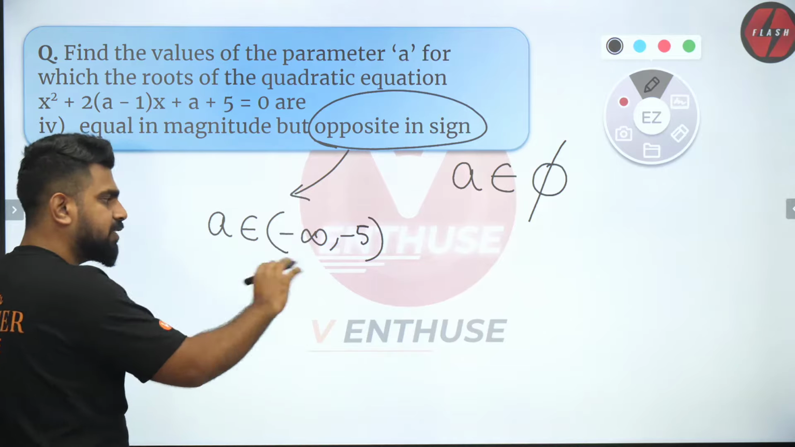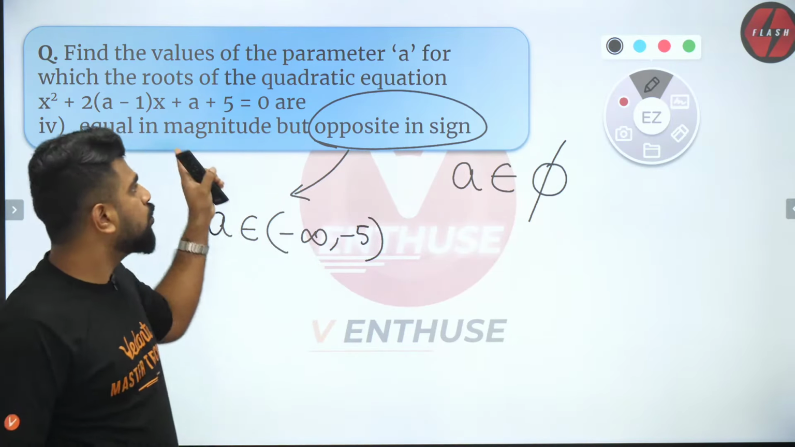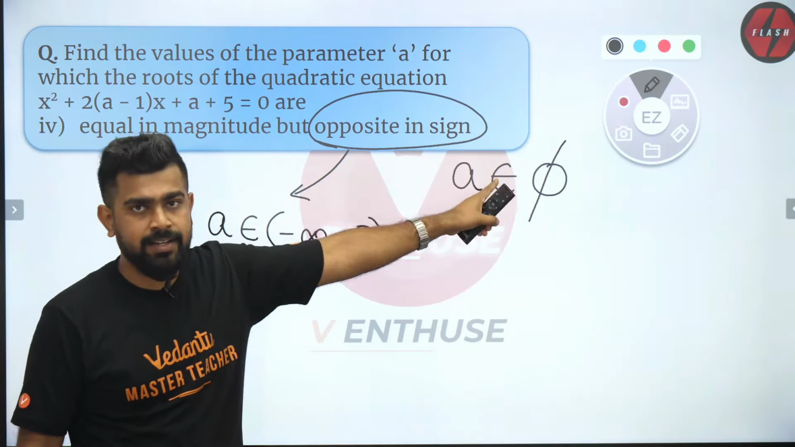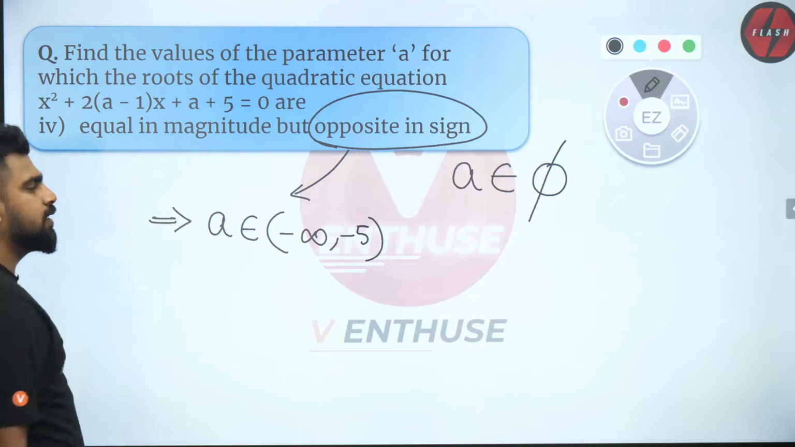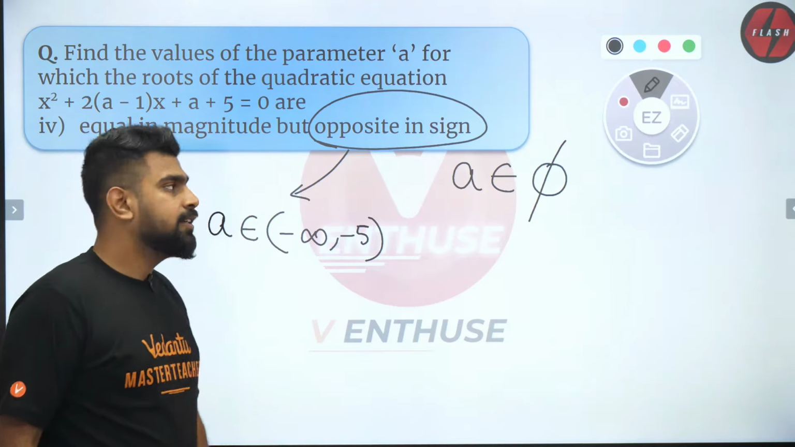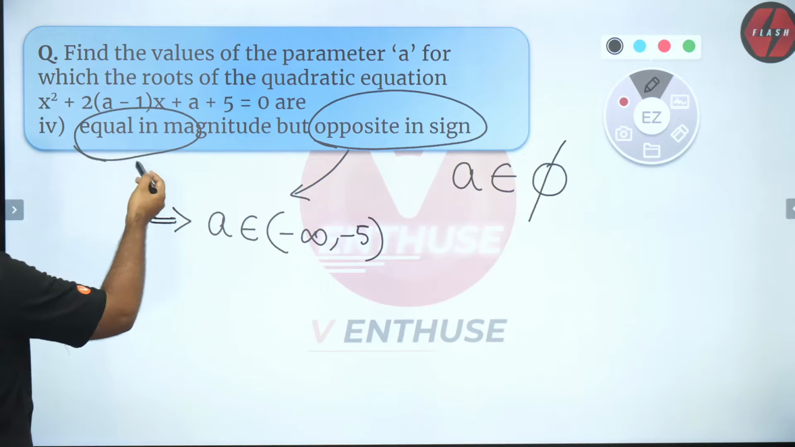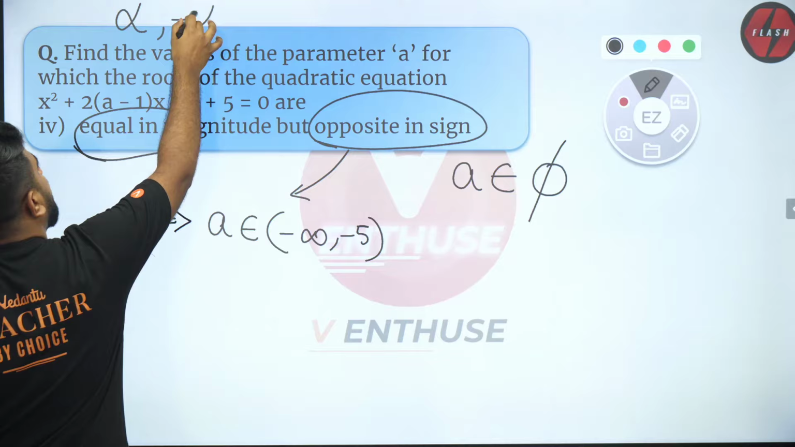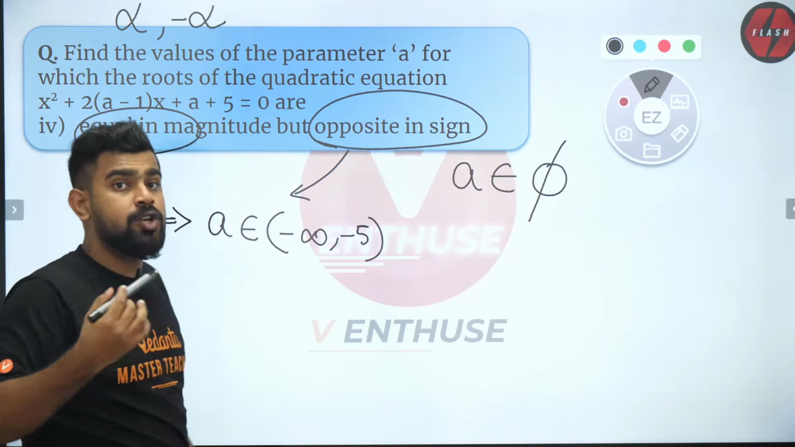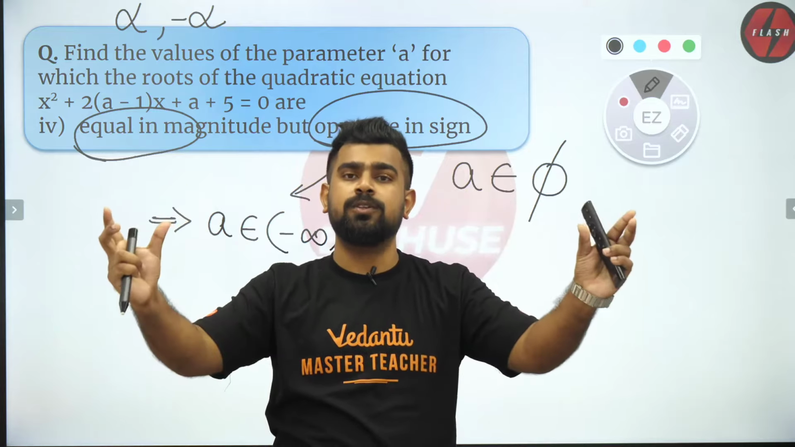Did you all understand this? Just now we did this, the previous question. If the roots are of opposite sign, then a belongs to this. We all know that. But they want it to be equal in magnitude. That means if one root is alpha, the other root should be minus alpha. It is not just plus and minus, it should be equal magnitude.